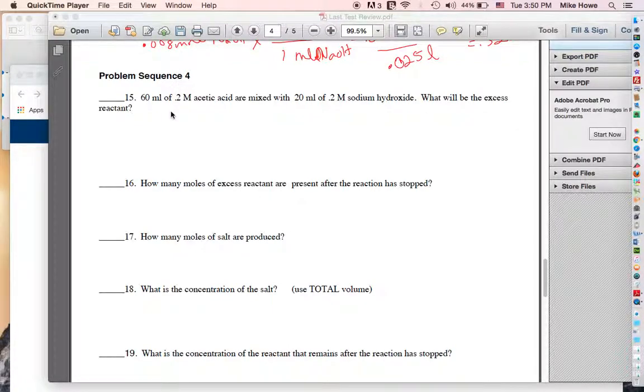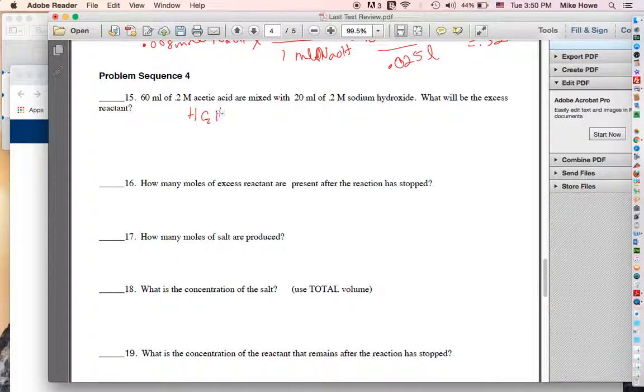So here we go in problem sequence 4. We have acetic acid. Acetic acid is HC2H3O2, mixing it with sodium hydroxide. So we're adding sodium hydroxide, NaOH. When we do, we get sodium acetate and water. Okay, so we need to find the excess reactant.